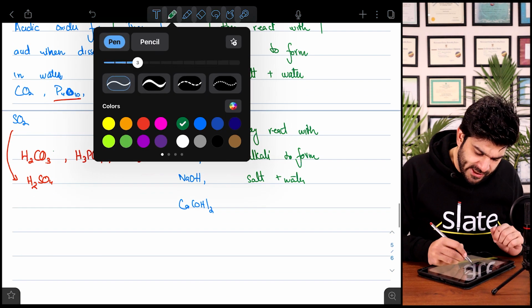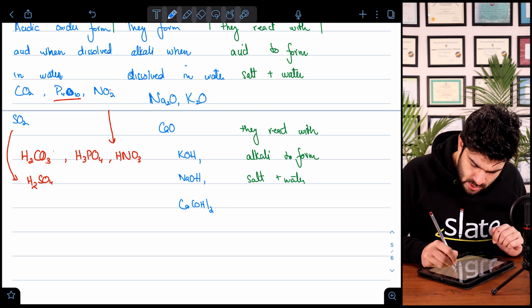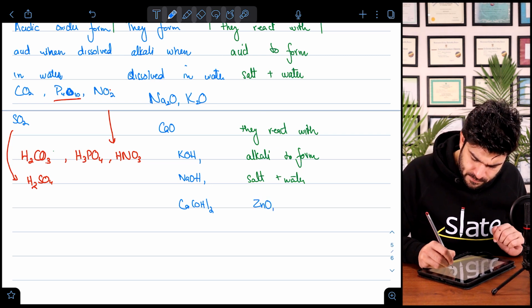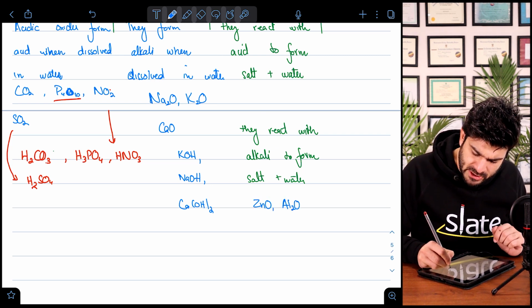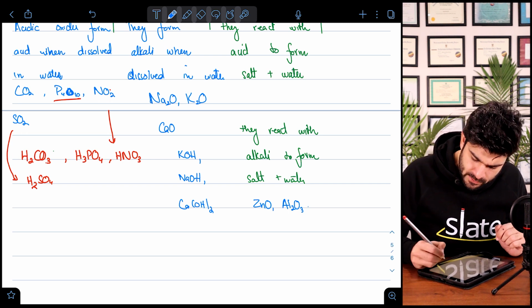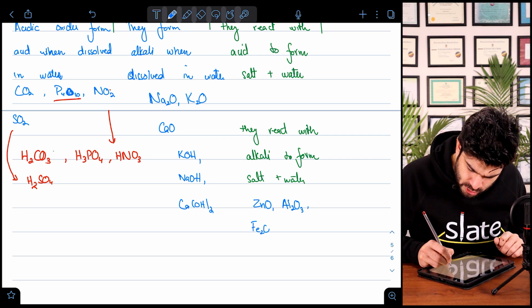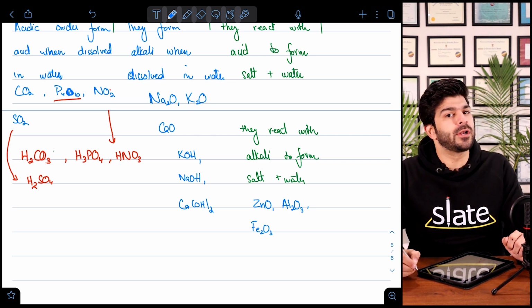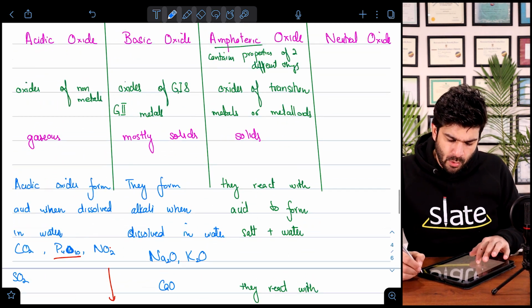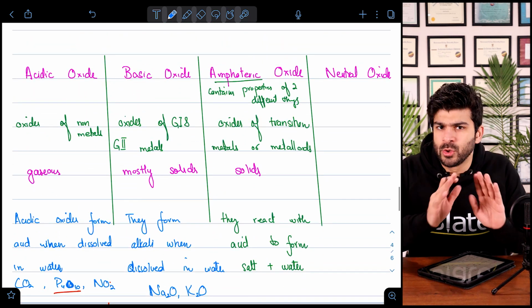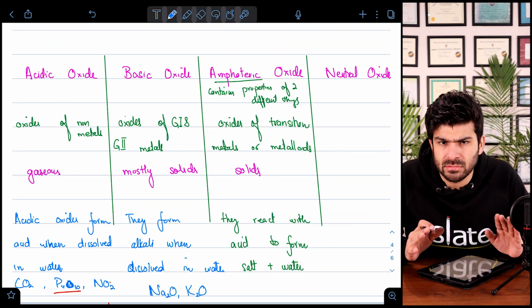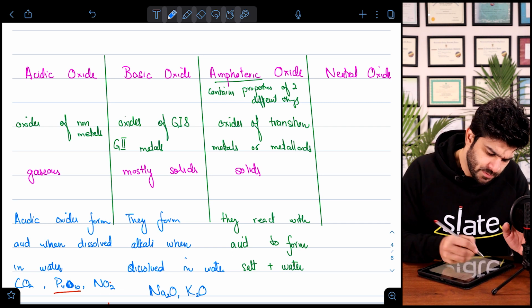The examples that you need to memorize are zinc oxide, aluminum oxide, which is a metalloid. Aluminum is a metalloid, and iron oxide. So these are very important examples. Now, we do not need to do their chemical reactions. They're not in the syllabus that much.